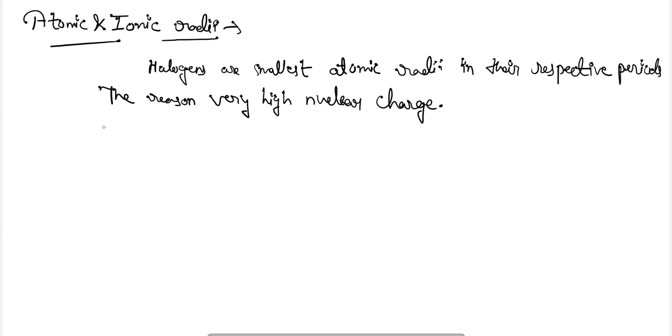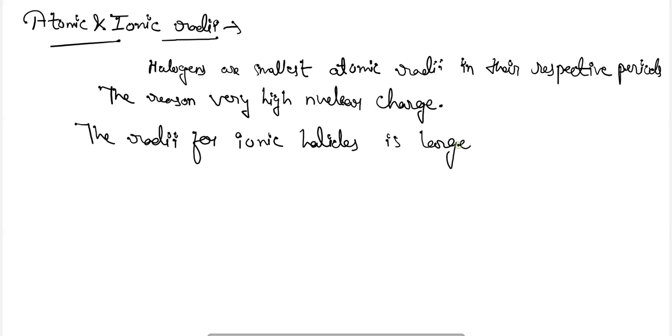Also, the radii of the halide ions. We can observe here that the radii for ionic halides are larger than their corresponding parent halogen atoms.